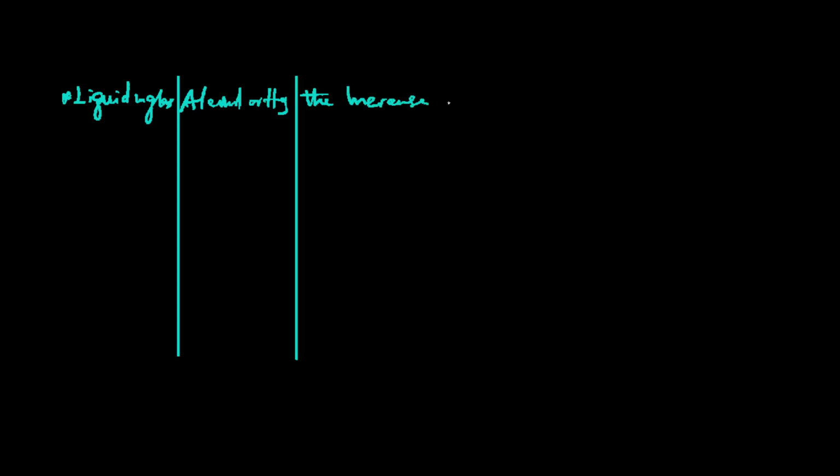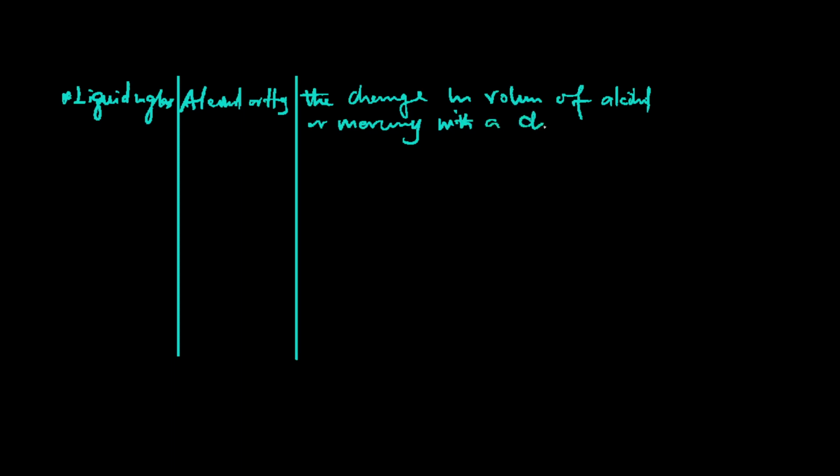Let me use the word change. I think change will be better. The change in volume of alcohol or mercury with a change in temperature. You get that now? The change in volume of mercury or alcohol with a change in temperature is what we refer to as the thermometric property for liquid in glass thermometer.